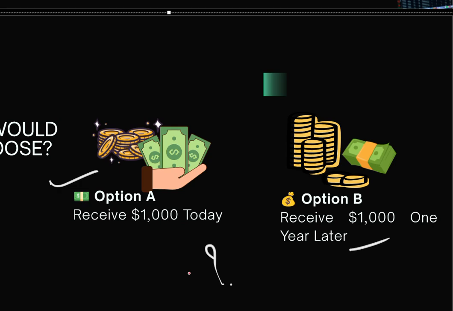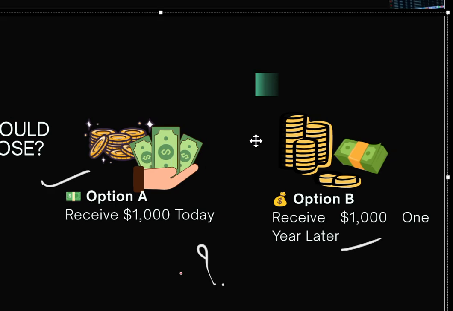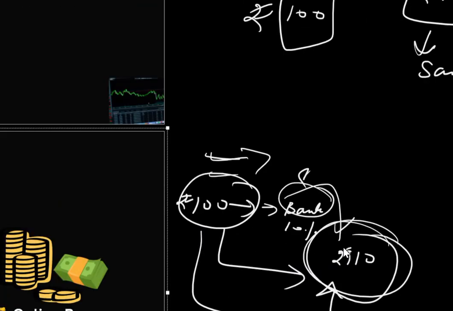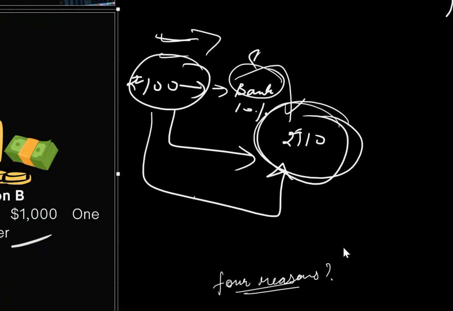Let's understand. We all know that time has a value. Along with that, money also has a value. So you have to understand that money has a time value. That simply means today's 1000 is worth more than tomorrow's 1000. Now you may ask why. There are basically four main reasons. So what are these reasons?